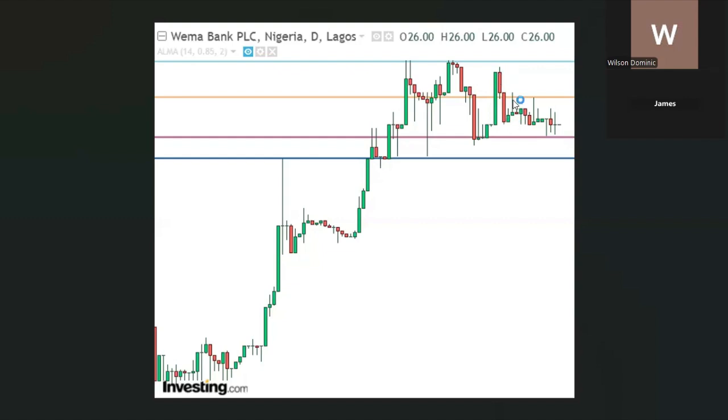Now it started dancing around our orange line here. It started dancing between here. You can see it did not pass here again. You can see this place again, this purple line. It did not pass here again. It was just going up and down. It came here, came down again.